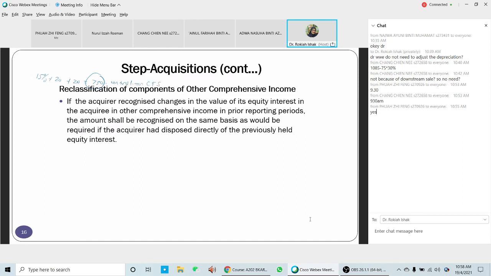So starting when you have more than 50%, from that date, you're going to prepare consolidated financial statements. We also learned about acquisitions during the year. Once you have an acquisition during the year, you're only entitled to the profit after acquisition, so you need to apportion the profit by the period.